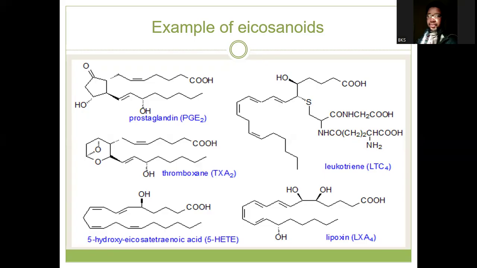So we can see some structures here of the eicosanoids. We can see prostaglandin E. Like I said, they have some subdivisions. We can see this one is prostaglandin E2. And of course, we can see the cyclic structure.